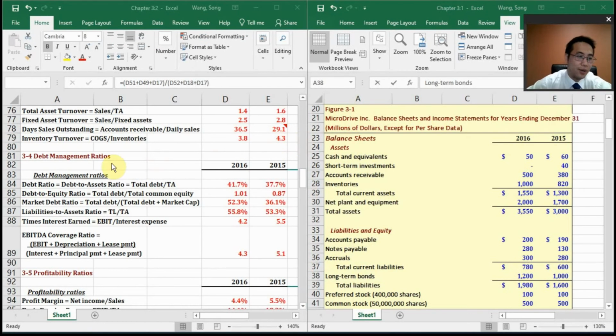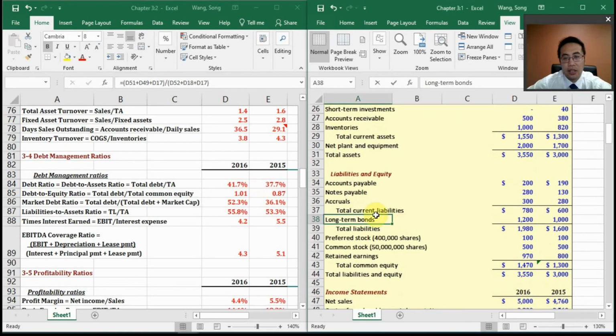The next category of ratios is the debt management ratios. First and foremost, you should know that debt incurs interest. So if you check the company's liabilities, these are the major items. Only notes and bonds incur interest expense, whereas accounts payable and accruals are just unpaid bills. The amount does not change over time. However, for notes and bonds, you not only pay the principal but also the interest.